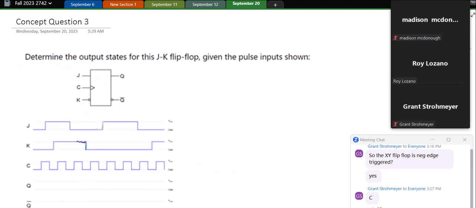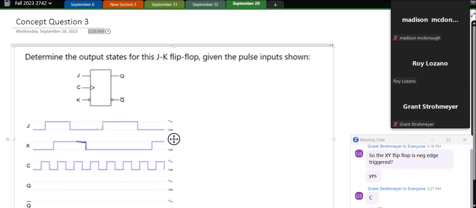All right. So now I want to take a look at looking at the output states for this particular JK flip-flop, given the inputs that are shown. So I'm going to make it a little bigger, I hope, maybe.